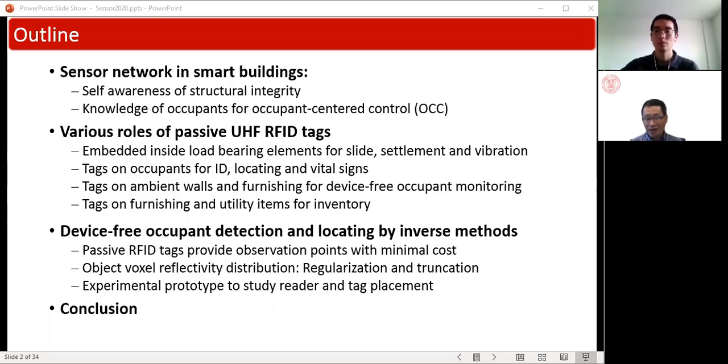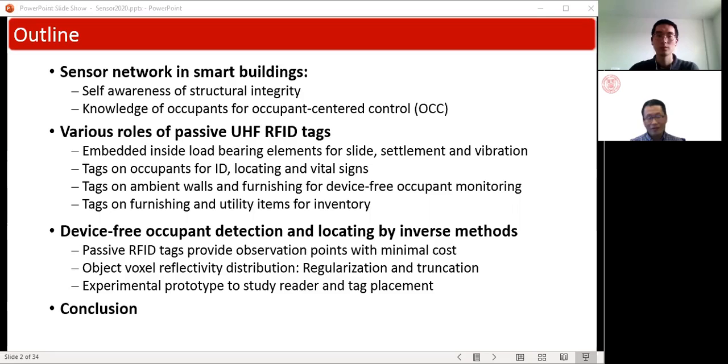And we can have tags on occupants for ID and for precision locating of the occupant, and we can retrieve vital signs. I'll give you examples for that. We can have tags on the ambient walls and furnishing for device-free occupant monitoring, not assuming that the occupant will wear a specific tag. Even with device-free operations, the ambient tags will provide some basic information about the occupant's location and posture.